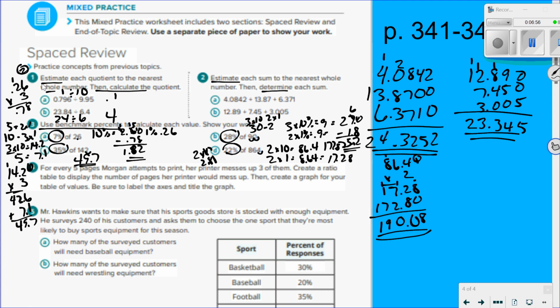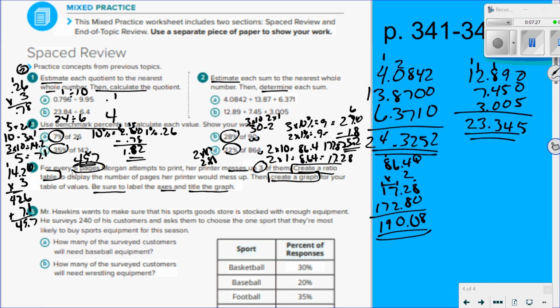Okay. Now we're into number 5. Number 5 says we've got every 5 pages that they have to print. The printer messes up 3 of them. Create a ratio table. So there's our first task. That's number 4. Okay, number 4. To display the number of pages the printer would mess up, then create a graph. So we have 2 parts. Be sure to label the axes and title the graph.